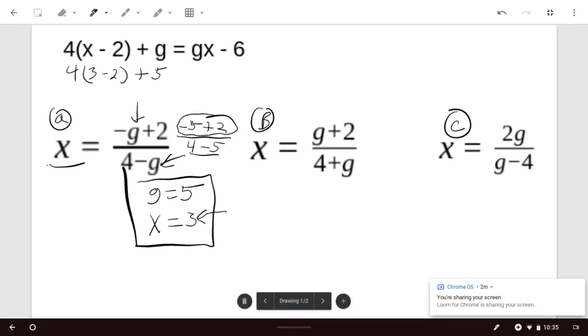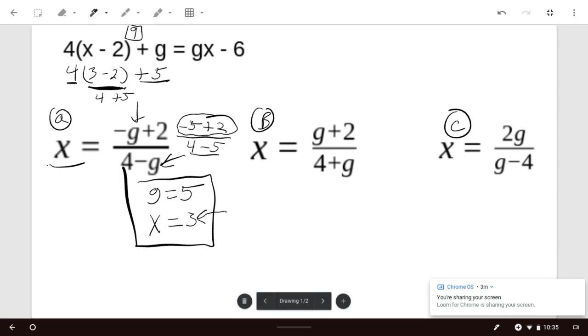I'm going to stop here. I'm just going to work out the left side. So 3 minus 2 is 1. And so we got 1 times 4, which is just 4. And then you have this plus 5 out here. And so that gives us 9. So the left side equals 9 for us.